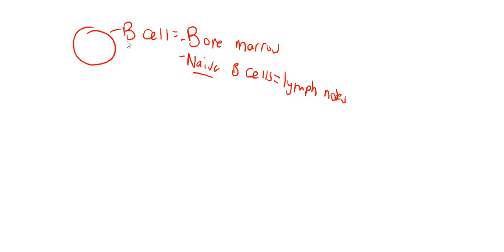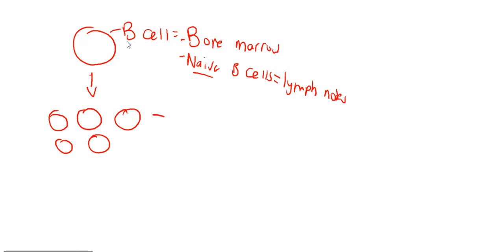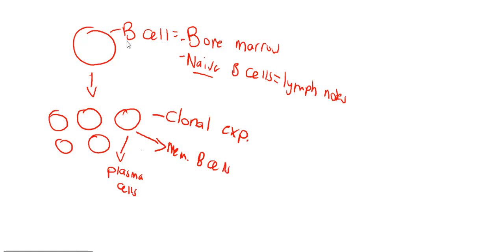When the naive B cell becomes activated, usually through the help of a helper T cell, what will happen is the B cell will make many clones of itself. This is called clonal expansion. Okay, so clonal expansion occurs, the B cell replicates. From here, B cells will differentiate. Some will turn into what's called plasma cells, and some will become memory B cells that will remember the specific antigen.